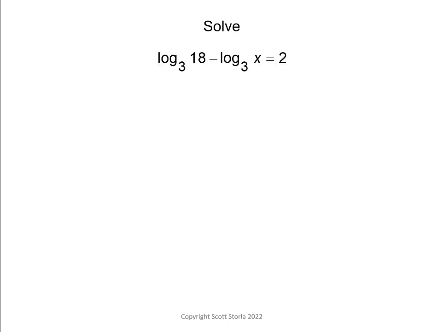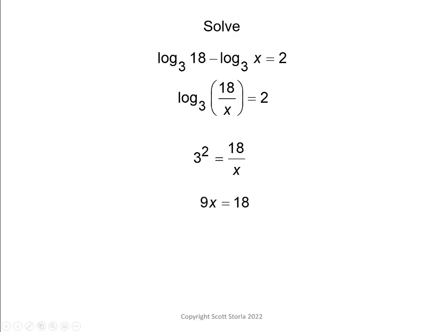Here's one for you. After using the quotient rule to rewrite the difference as a quotient, if you want to raise both of these as exponents for a base of 3, that will work. Again, I'm going to rewrite into exponential form. 3 squared equals 18 over x, and of course 3 squared is 9. I'm going to multiply both sides by x, and so I'll get 9x equals 18 after I reduce. And then I'll divide both of these by 9 and get that x is 2.